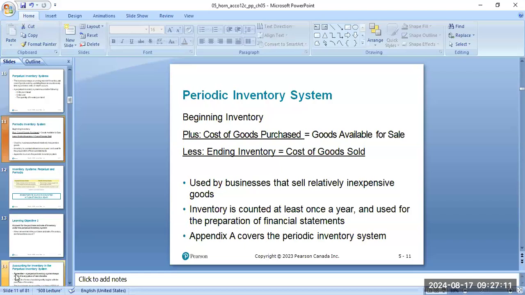So this calculation is used by companies that cannot afford to run a perpetual system, which automatically updates itself for every purchase, every sale, and every return. It's a simple system for the local grocery store where the father is the owner and the manager, the mother is the purchase manager and the sales manager, and the son is the cashier and accountant.